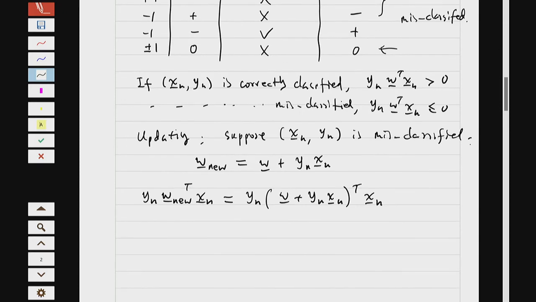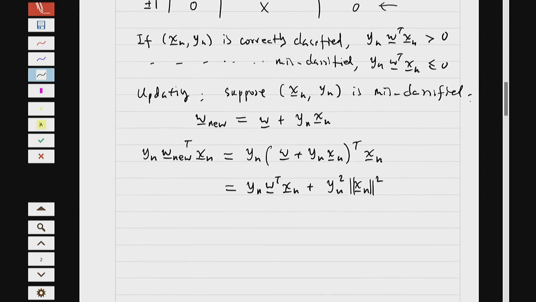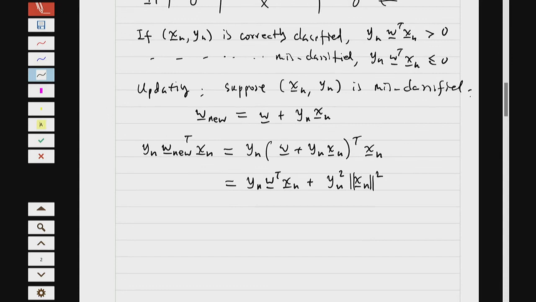And we just break up this sum in the middle, multiply the two terms out. We have yn w transpose xn plus, for the second term, yn times yn, so yn squared, and then xn transpose times xn, which is simply the 2-norm squared of xn. Everyone okay so far? Everyone with me?